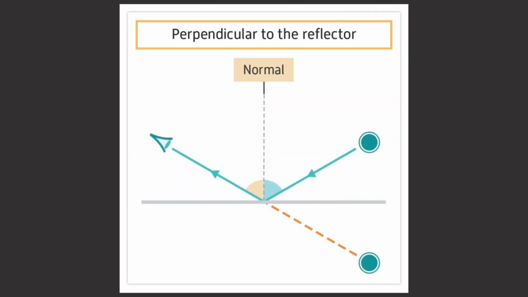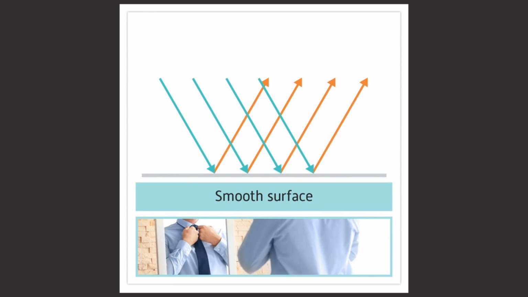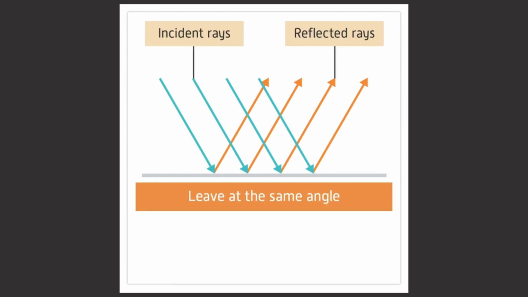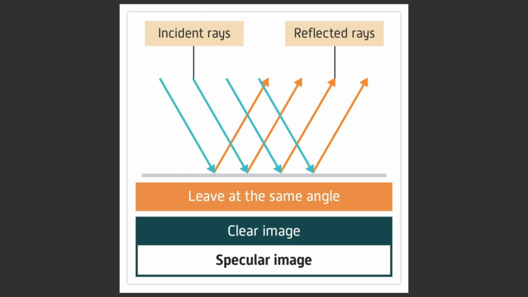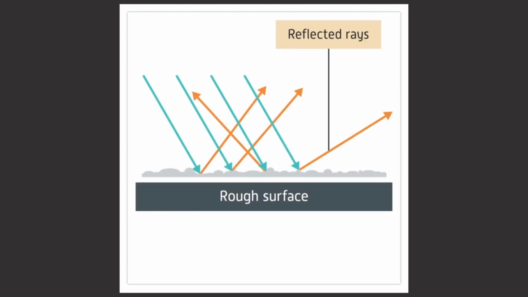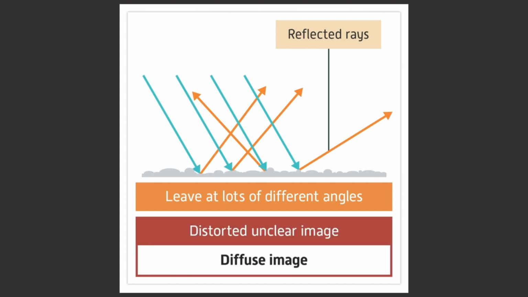The normal is perpendicular to the reflector and is a line drawn at 90 degrees to the mirror. The angle of reflection is equal to the angle of incidence. On a smooth surface, such as the glass on a mirror, all reflected rays leave at the same angle that the incident rays hit the mirror, so you get a clear image. This is called a specular image. On a rough surface, the reflected rays leave at lots of different angles, giving a distorted, unclear image. This is called a diffuse image.